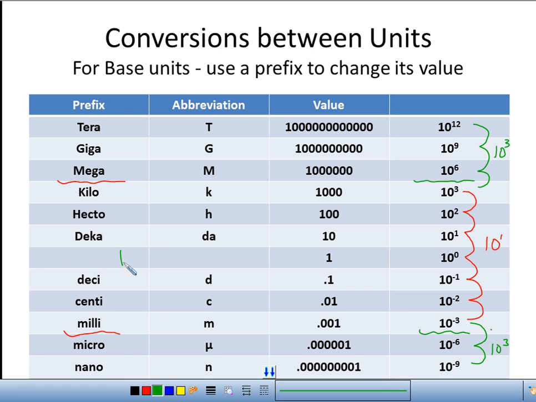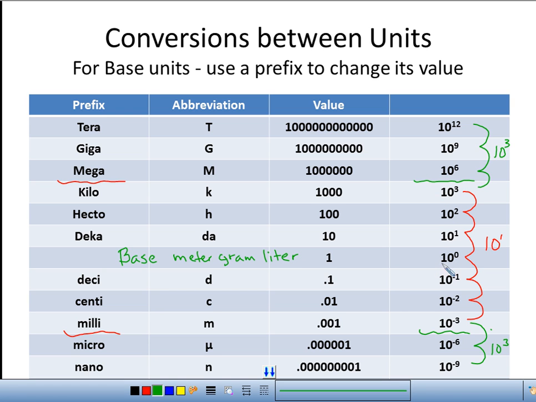Well, this is your base unit. An example of a base unit would be meters, or grams, or maybe even liters. Base units are right here. So if I wanted to go from kilometers to meters, which would be right here at the base, I would count and look at their relationship. So what's the relationship? There are 10 to the 3 meters in a kilometer.